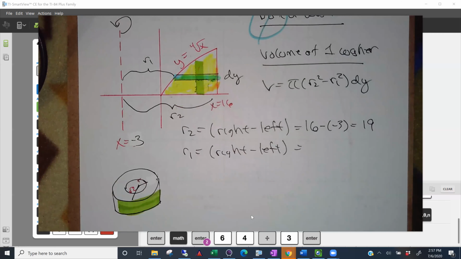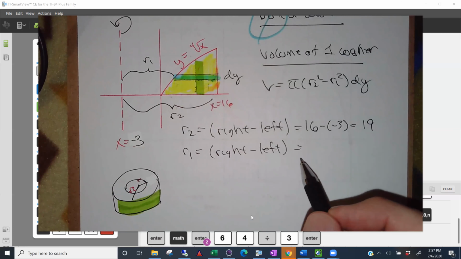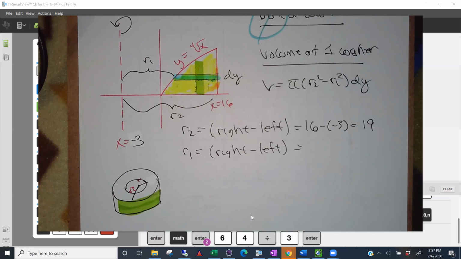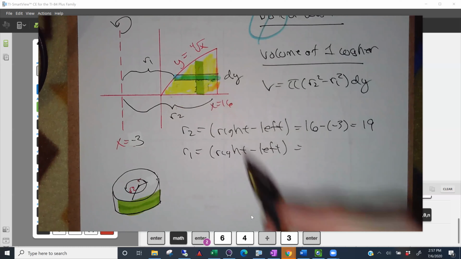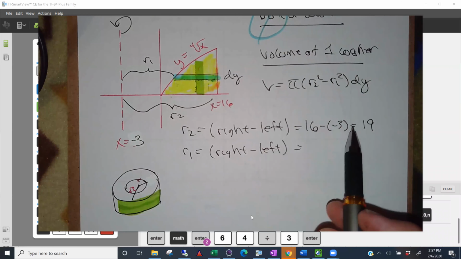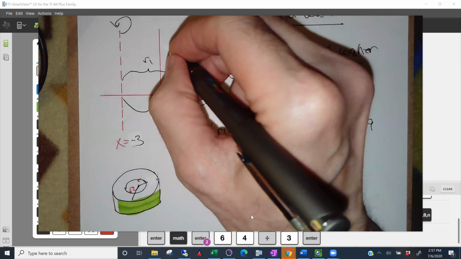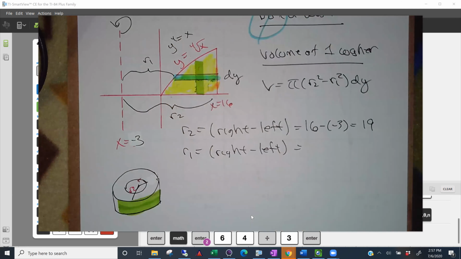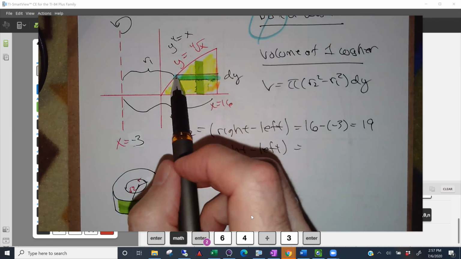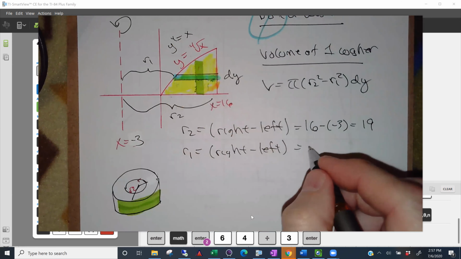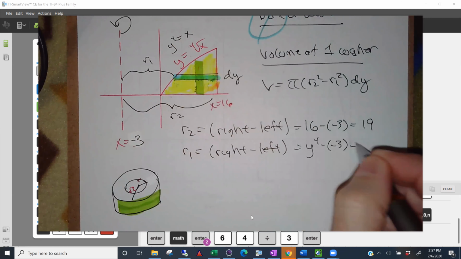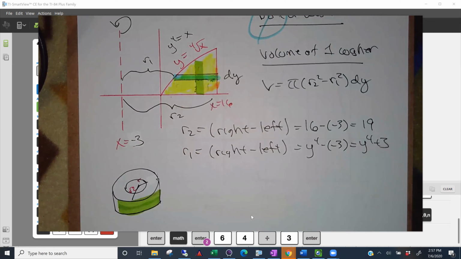How about the R1? Spencer, what's R1 going to be, please? Well, something minus -3. Yeah, there you go. Let me help out here. This has to be a function of y. We know that because of this here. So if I raise both sides to the 4th power up here, I get y to the 4th is my x coordinate. So it's y to the 4th minus -3. I'm sorry, I didn't mean to set you up with a harder problem than I intended. So there you go. Y to the 4th plus 3.